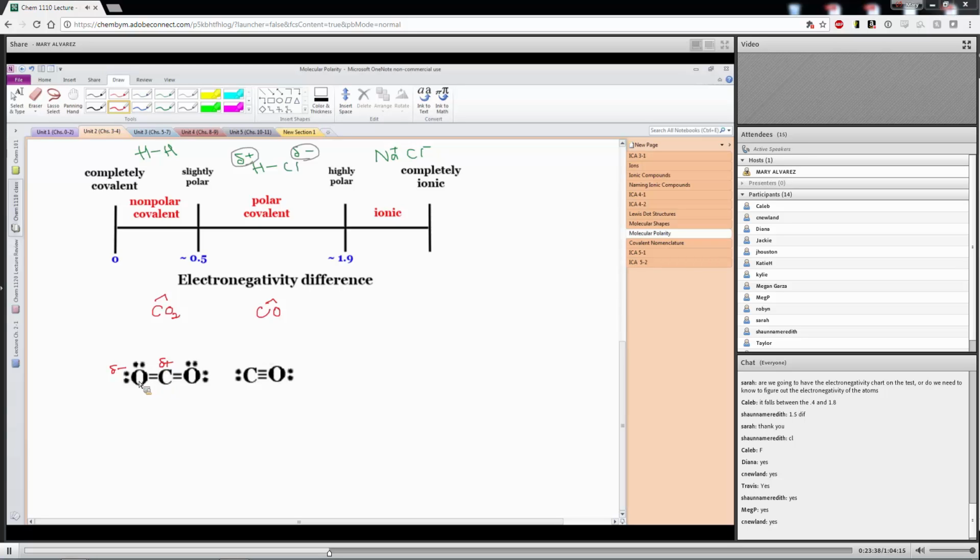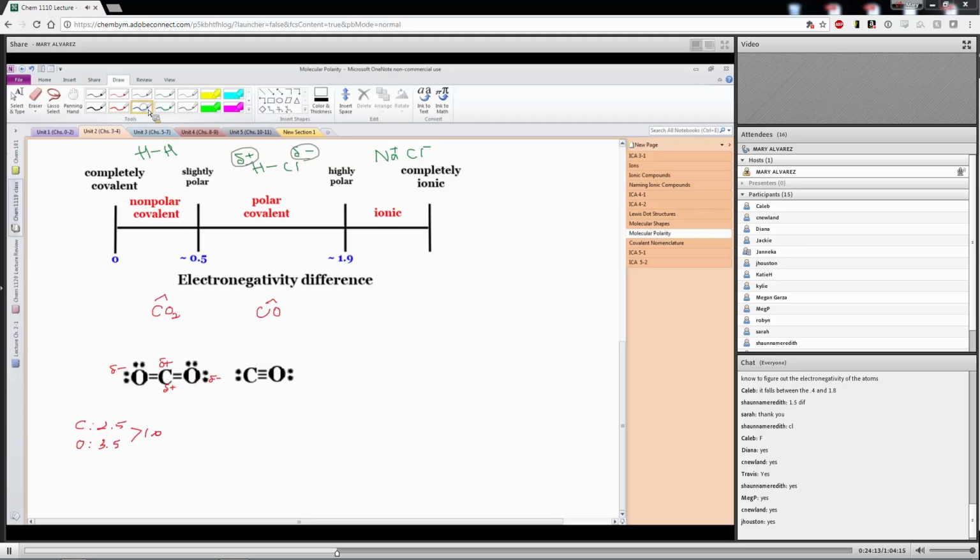I'm hoping. And I can do the same thing for this carbon-oxygen bond. This carbon-oxygen bond is polar. There's a partial positive on the carbon and a partial negative on the oxygen. Okay, and remember we came up with that because carbon was 2.5 and oxygen was 3.5, so the difference here was 1.0. That put it in the polar covalent range, so we knew that we had this separation of charge.